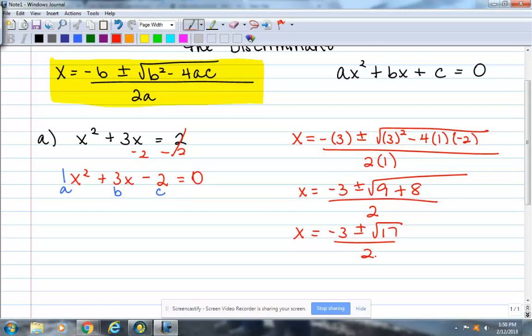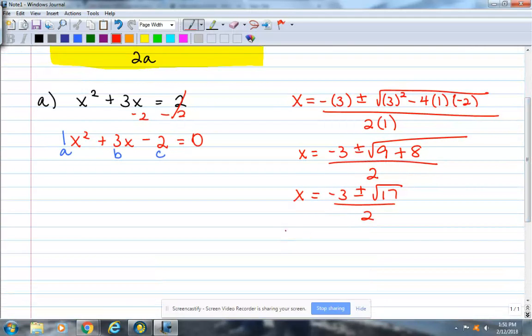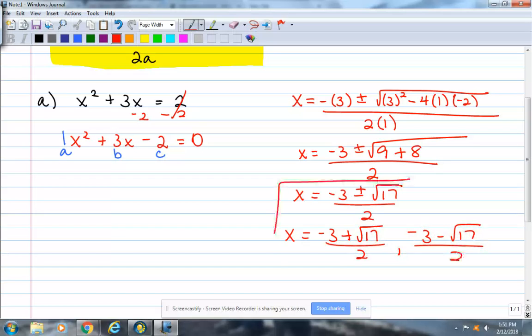Now question. See if we can simplify this radical. Is there anything that goes into 17 that's a square besides 1? No. 17's prime, isn't it? So you can leave your answer like this. Or if you have a multiple choice test, they might say negative 3 plus radical 17 over 2 and negative 3 minus radical 17 over 2. So any one of these two answers is correct, just depending on how they have your answers looking. That's how you do it.